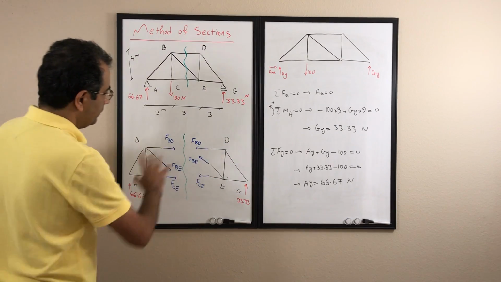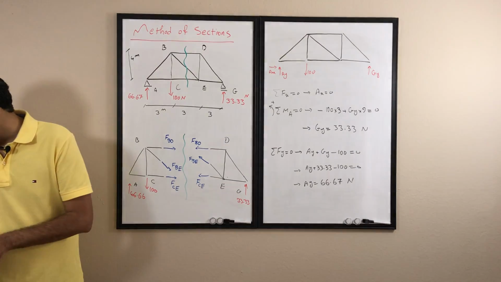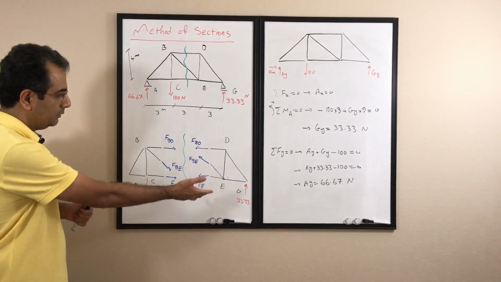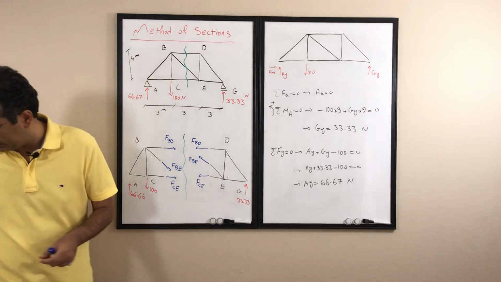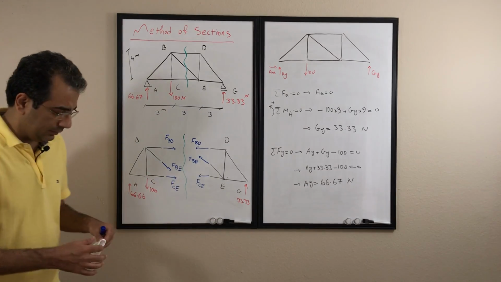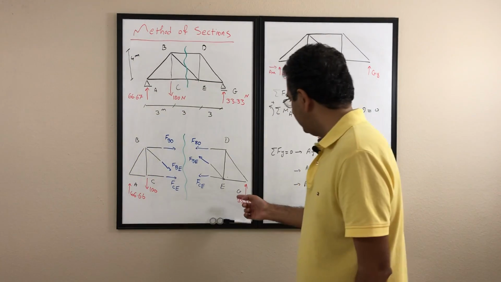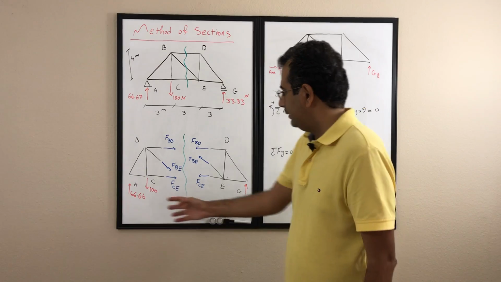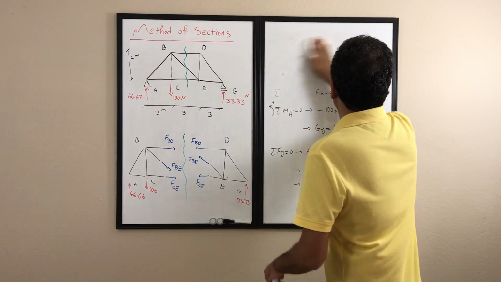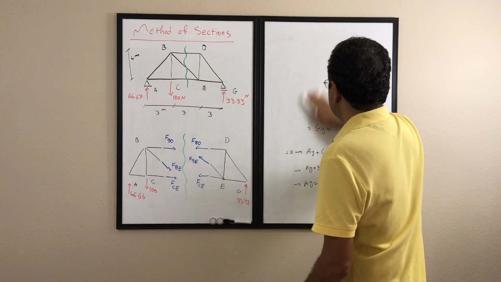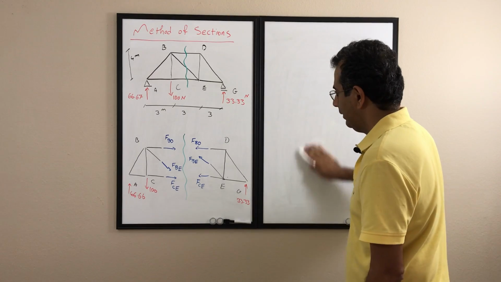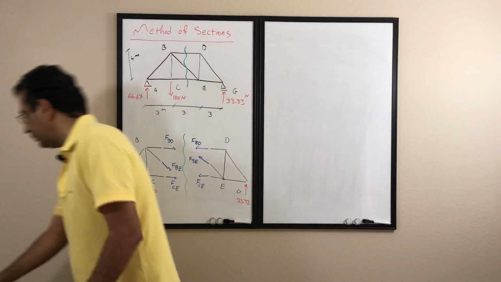Now I will choose one of the parts that I think is easier to do the analysis. I will choose here the left hand side. You can also choose the right hand side, it doesn't matter. Probably the right hand side is a little bit easier because it has only one external force. Here we have two external forces on the left hand side, but I will choose the left hand side. Whichever you think is easier to work with, choose that one and start to work.